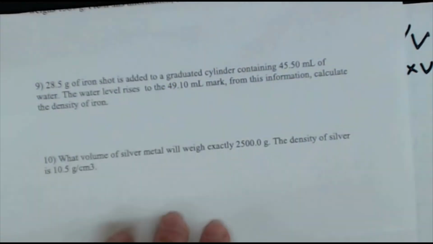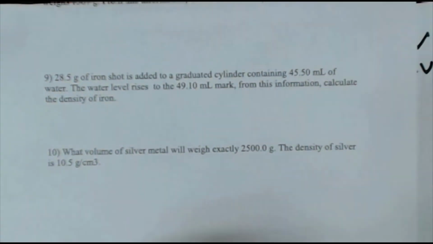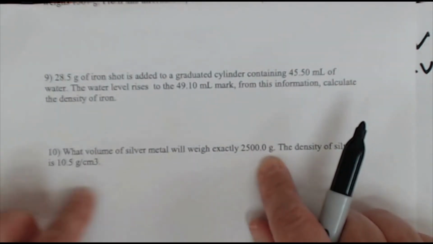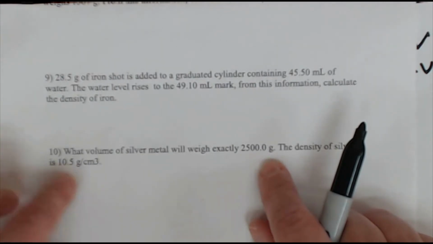It says, what volume of silver metal will weigh, and again, a better way of saying that, we'll have a mass. What volume of silver weighs or has a mass of 2,500 grams? The density of the silver is 10.5 grams per centimeters cubed. All right. So we are given a mass and we're given a density, and now we have to try to find the volume. So let's go back to our density triangle.